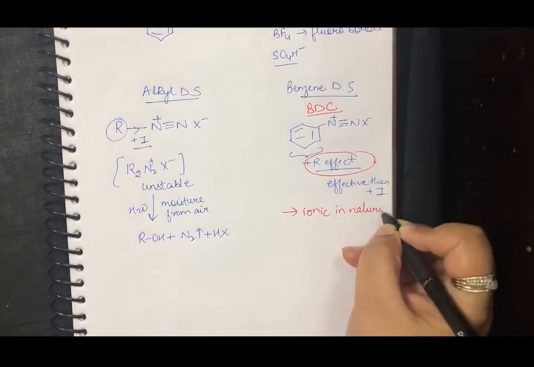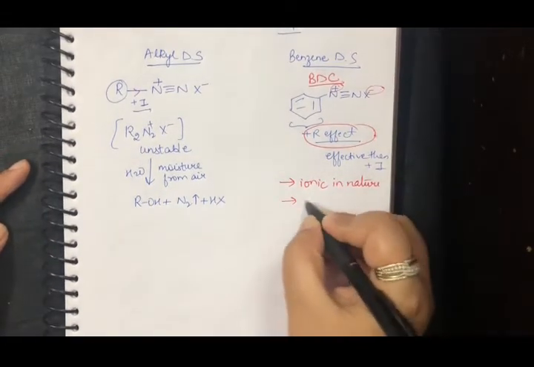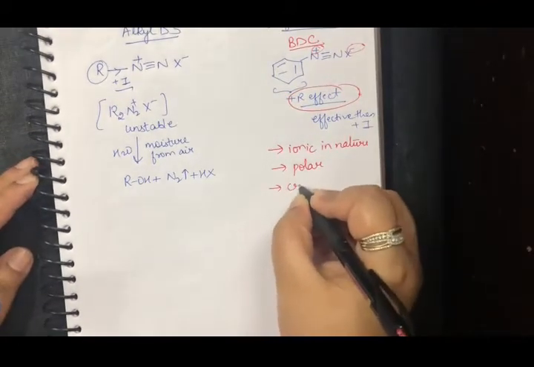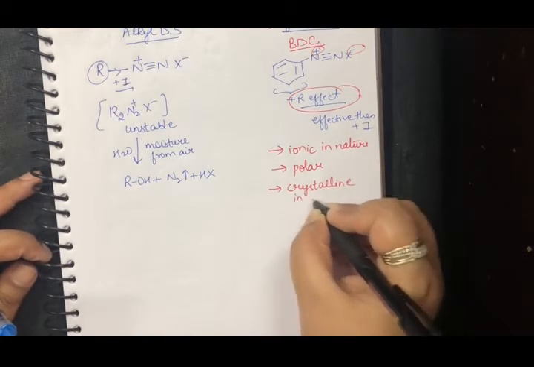Why is it ionic in nature? Because it has a positive sign and a negative sign, so it is ionic in nature. So I can also say it is polar in nature. Now apart from that, there are some physical properties you need to know: it is crystalline in nature. What do you mean by crystalline?